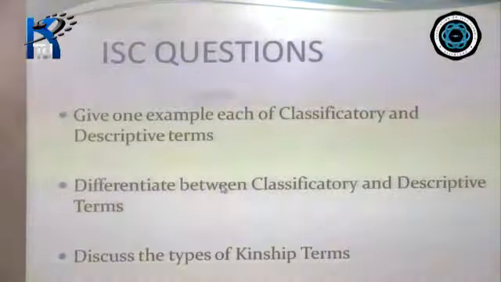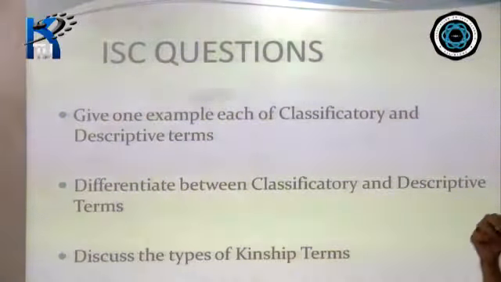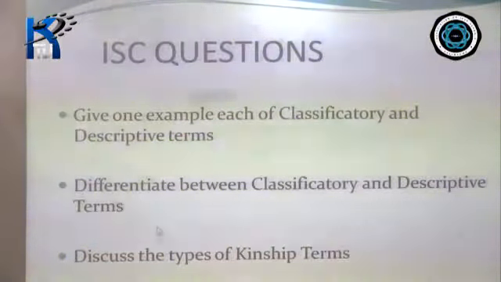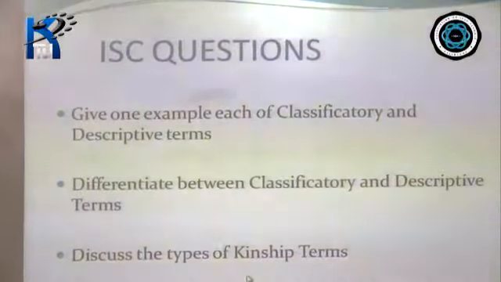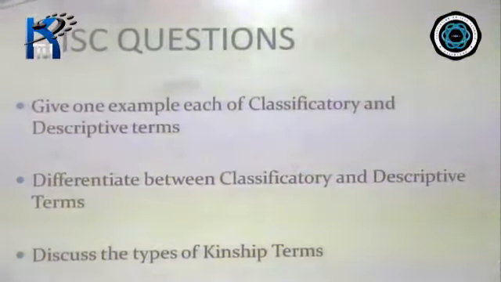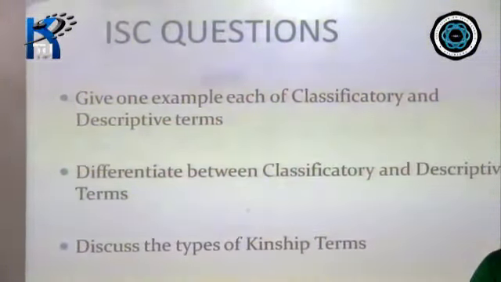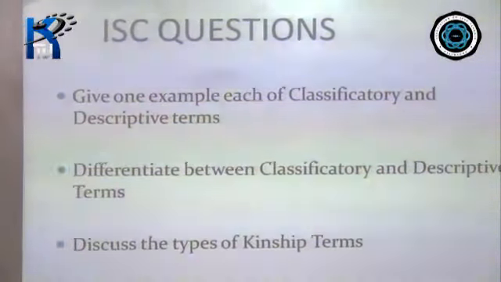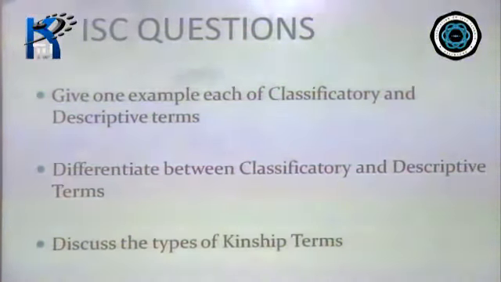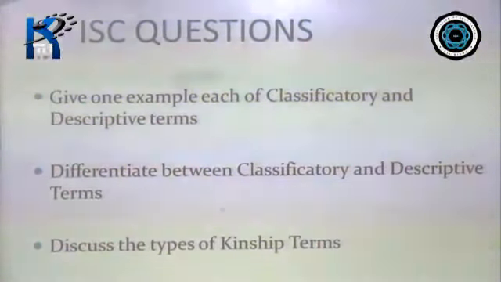For the long question, differentiate between classificatory and descriptive. Whenever you see the word differentiate, please make sure you make a table to study also, to write also. And write down the number of points that you are comparing, all right? Last but not the least, discuss the types of kinship terms. Again, when you're writing about kinship terms, introduce your answer by explaining what kinship terms are. Then you have to write that there are two kinship terms. First, start with the classificatory. Second, go with the descriptive. And not to forget, please give plenty of examples.